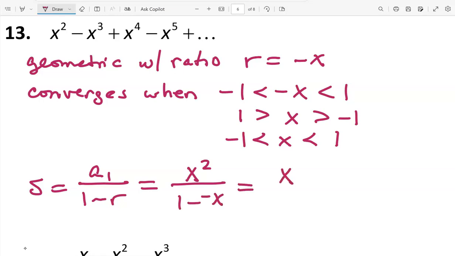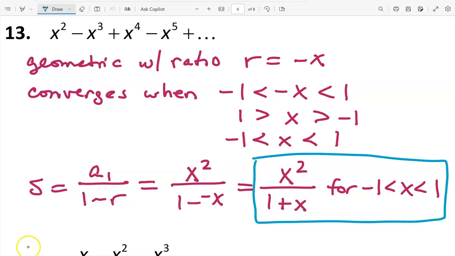So the sum of this infinite series is x squared divided by 1 plus x whenever x is a number that falls between -1 and +1.